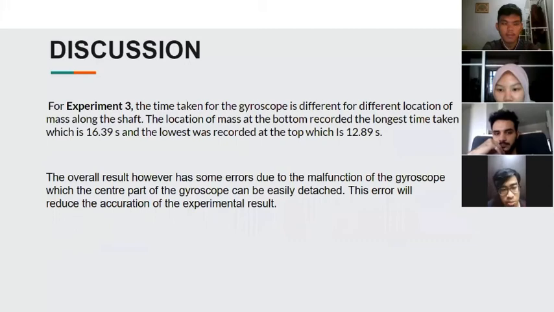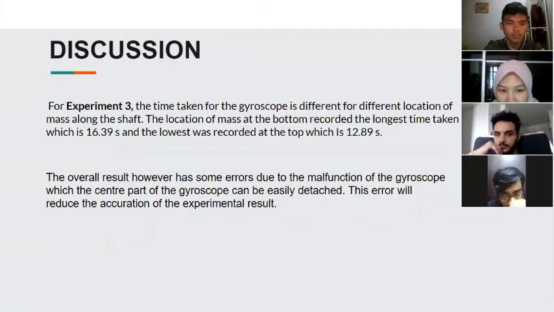So the final experiment is experiment 3. The time taken for the gyroscope is different for different locations of mass along the shaft. The mass at the bottom recorded the longest time taken, which is 16.39 seconds, and the lowest was recorded at the top, which is 12.89 seconds. The overall result, however, has some errors due to the malfunction of the gyroscope, whose center part can be easily detached. This error will reduce the accuracy of the experimental result.